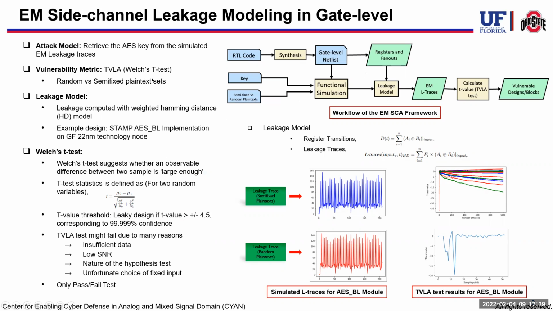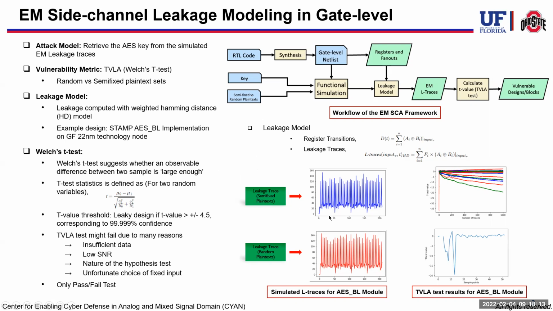The vulnerability metric here is the Welch's t-test, and the leakage is computed from a weighted Hamming distance model, which includes the switching activity and fan-out of each of the registers. Now, a Welch's t-test can suggest whether an observable difference between two samples is large enough to say that the design is leaky, or that the electromagnetic traces are correlated with their input plaintext.